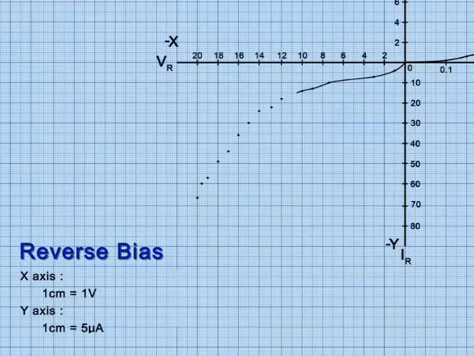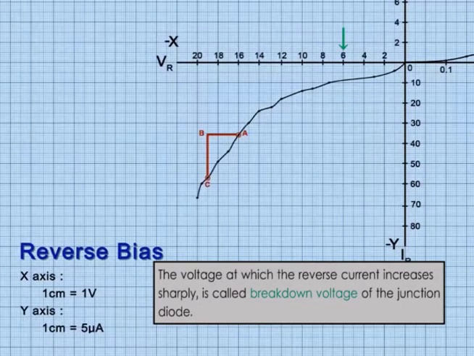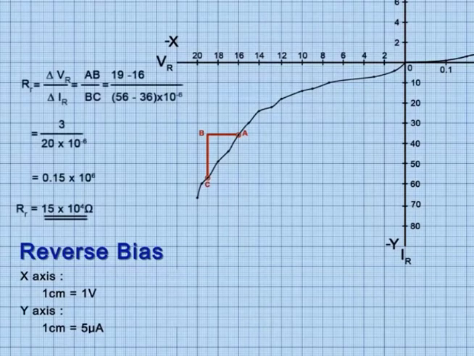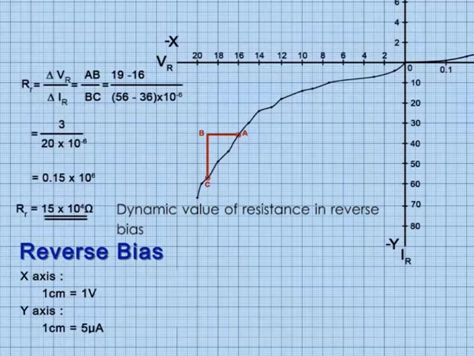But when the reverse bias increases to a sufficiently high value, the reverse current suddenly increases to a large value. This voltage at which the reverse current increases sharply is called the breakdown or Zener voltage of the junction diode. Calculate the slope in the upper region of the graph where it takes a curve. Note that the value of the reverse bias resistance is of the order of 10 to power 6 ohms, as the diode offers more resistance in reverse bias. This value is also referred to as the dynamic value of resistance in reverse bias.